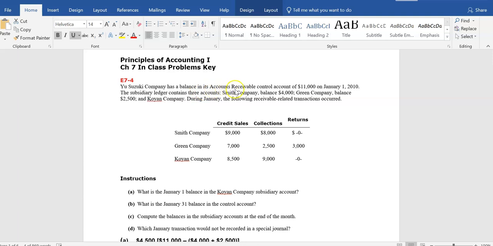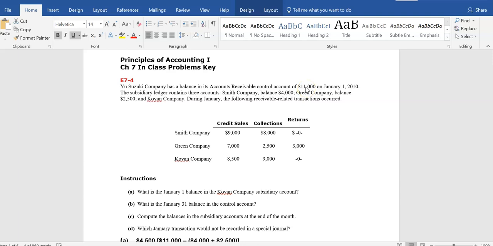They have a balance in their accounts receivable control account of 11,000 on the 1st of January 2010. That means in the general ledger, accounts receivable at the beginning of the year is showing a balance of $11,000. Subsidiary ledger contains three accounts. Smith with a balance of 4,000, Green with a balance of 2,500, and Koyan Company. This means the general ledger accounts receivable shows that all the customers in total owe Suzuki Company $11,000.